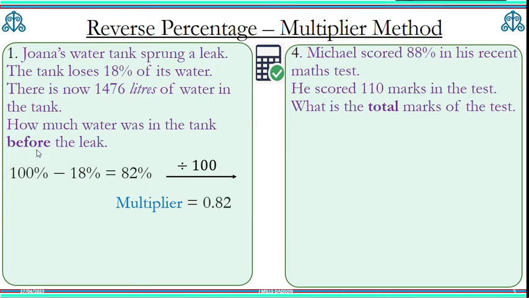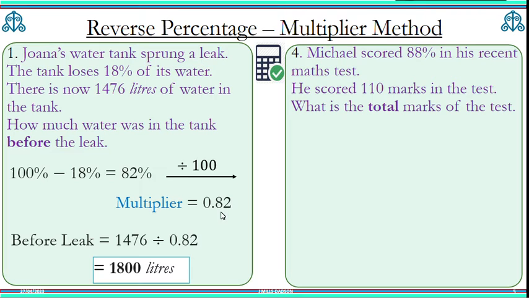And since we are looking for the amount of water before, it is a reverse, so we divide the given amount of water by the multiplier. We divide, and that gives us 1,800 liters. So the water amount was 1,800 liters, and we lose 18%, and that gave us 1,476 liters. So this is how we answer reverse percentage using the multiplier method. Let's look at another example.